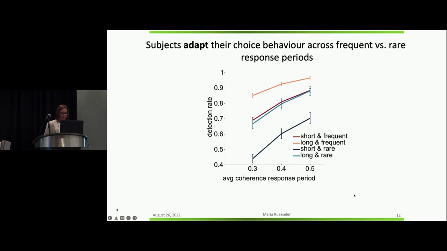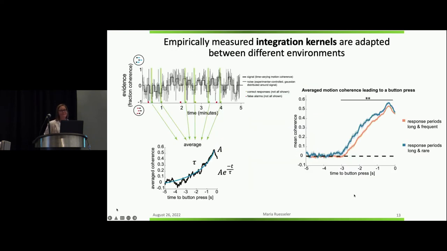Now what we really care about are these evidence integration kernels. Let's see what happens with them in the different conditions. What I'm showing you here again are the evidence integration kernels for long response periods.